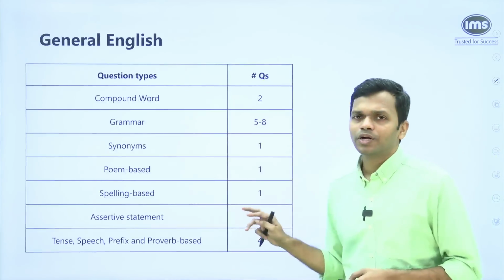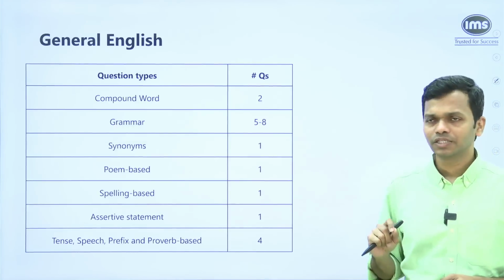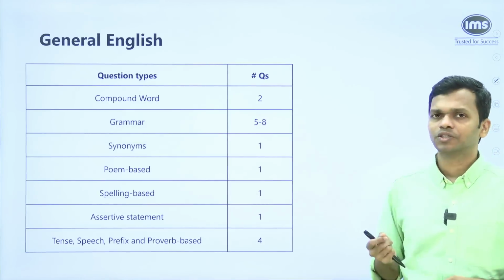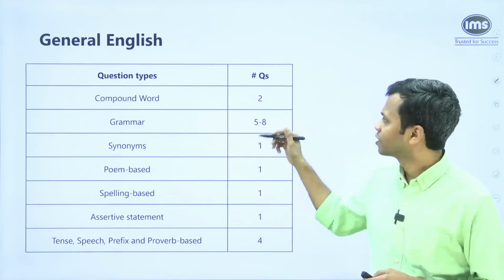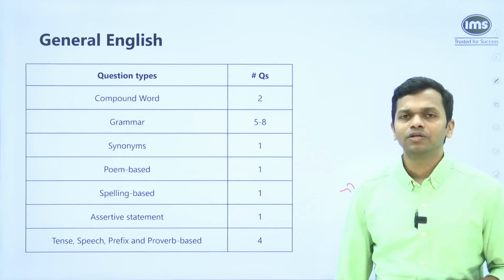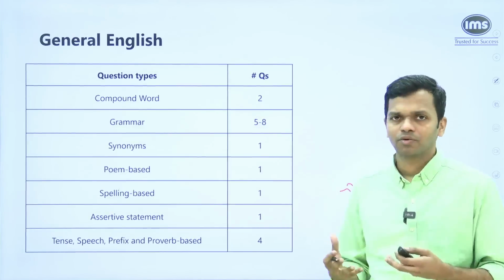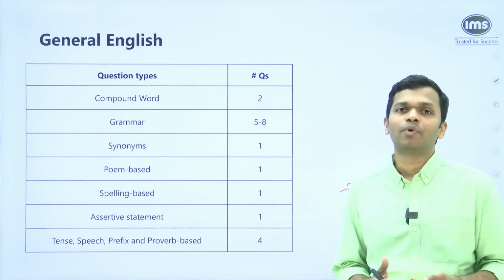So let's talk about individual areas further, and what I've done is I've taken the last couple of years and tried finding the number of questions from each of the areas so that you know what to focus on, right? So for example, there were questions on compound word last year, right? So compound word, if you think of it, the question was: the word is given, identify which of the following is a compound word, right?